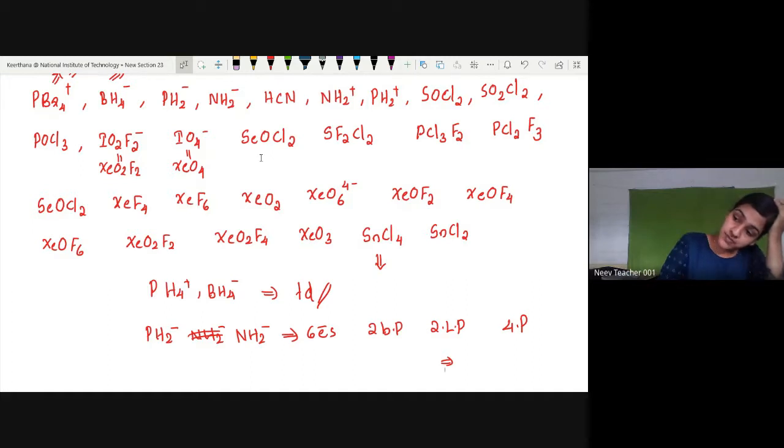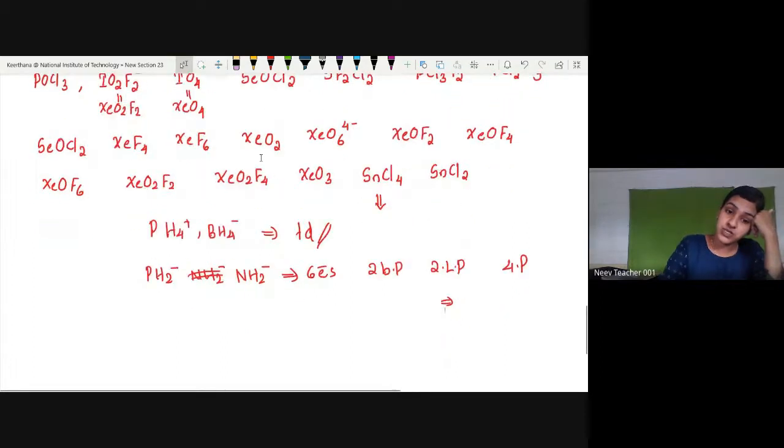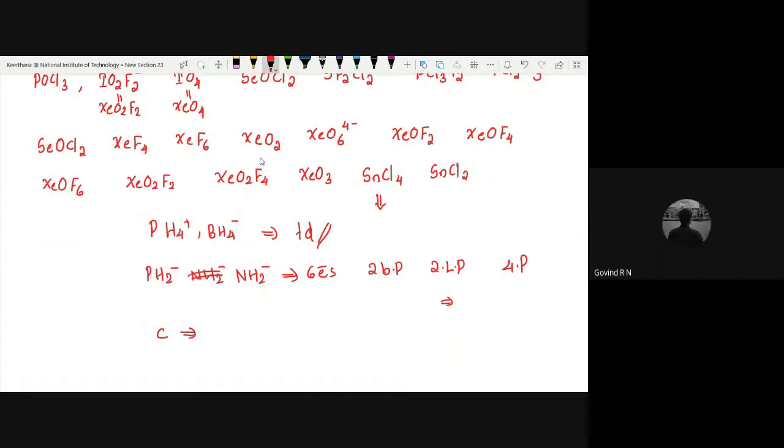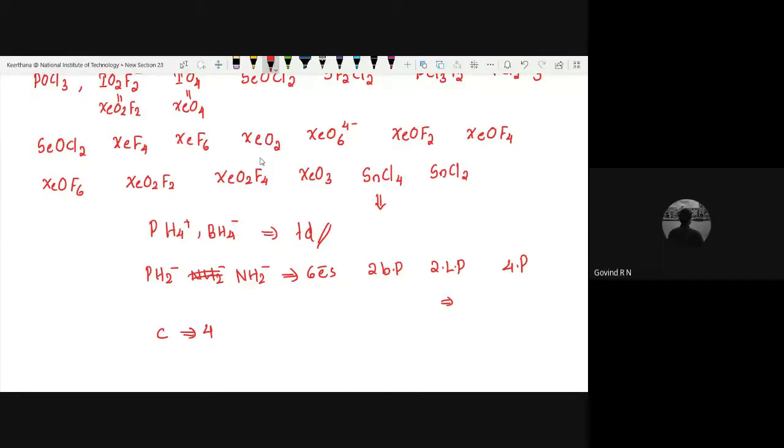So HCN. In HCN, which one is the central atom? I took C, carbon. So what is the shape? Is it linear? Yes, it's linear. Because valence electrons 4. Number of bond pairs? Number of bond pairs is 2.